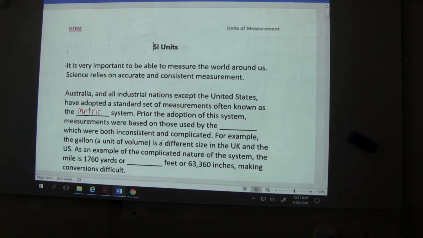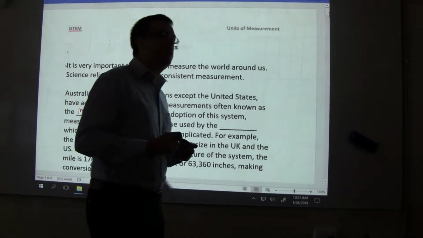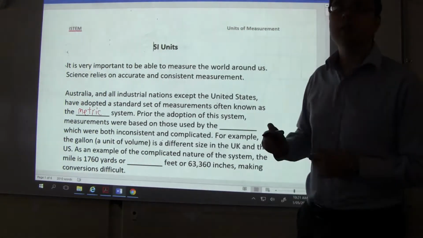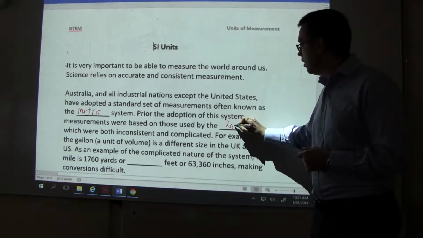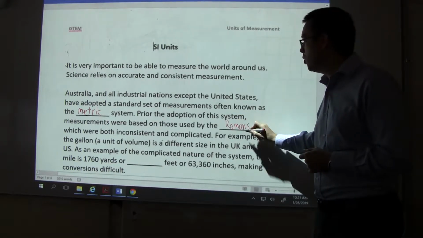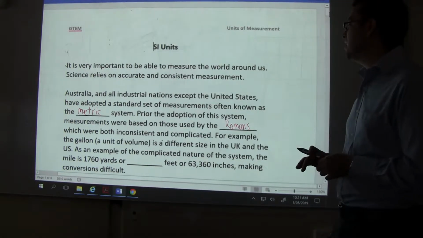Okay, prior to the adoption of this system, measurements were based on those that were used by people that lived in Italy a long time ago. Romans, thank you. Okay, Romans, and they were both inconsistent and complicated.